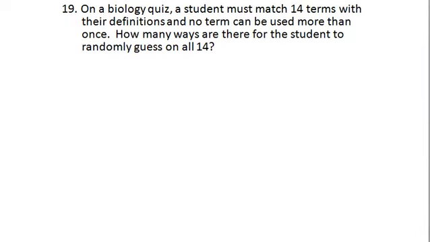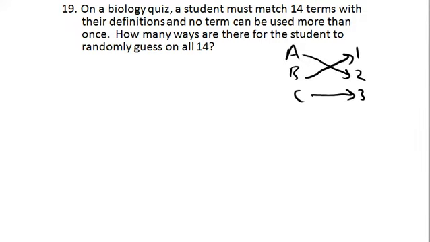On a biology quiz, a student must match 14 terms with their definitions, and no term can be used more than once. How many ways are there for the student to randomly guess all 14? First of all, if you're matching, order matters. Like, matching is if you had some things over in one column and you had some other things over in the other column, and you're matching one to the other.